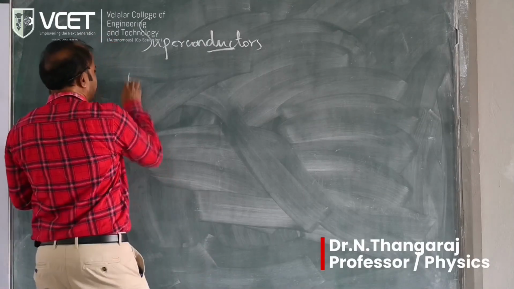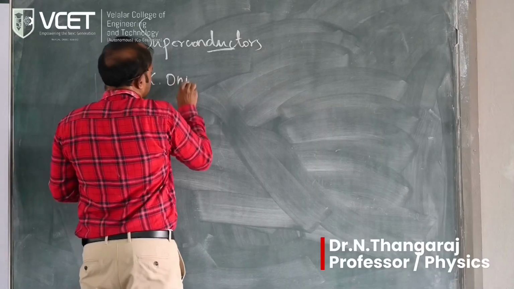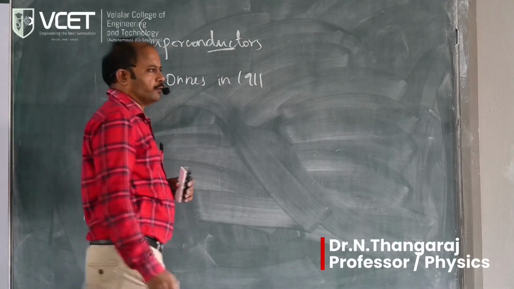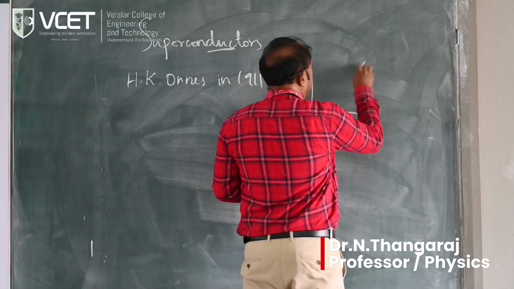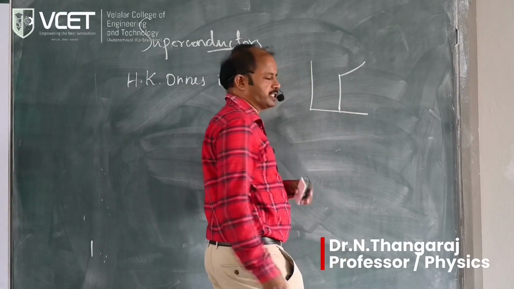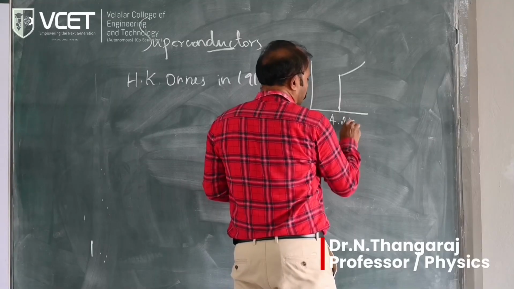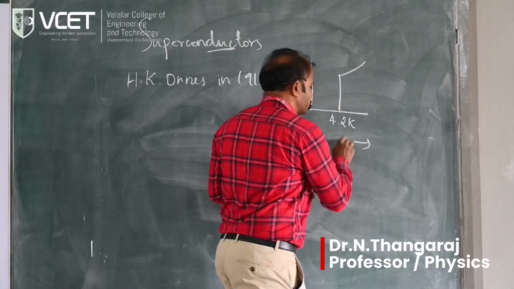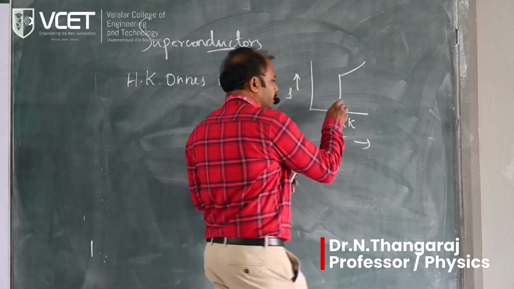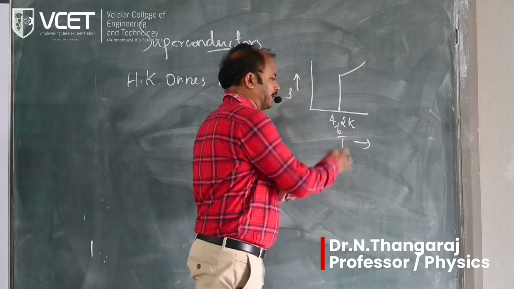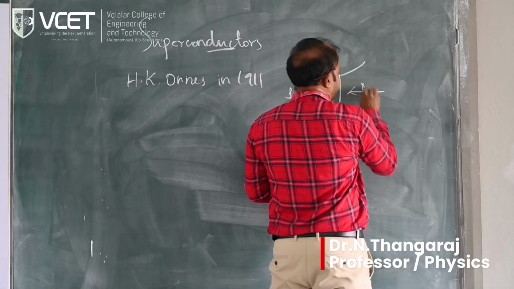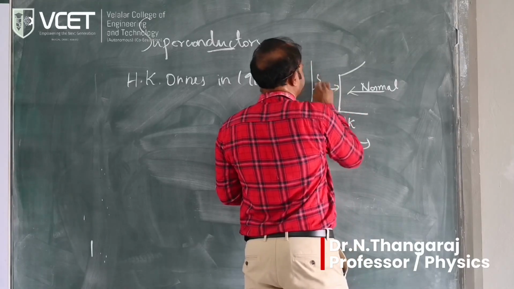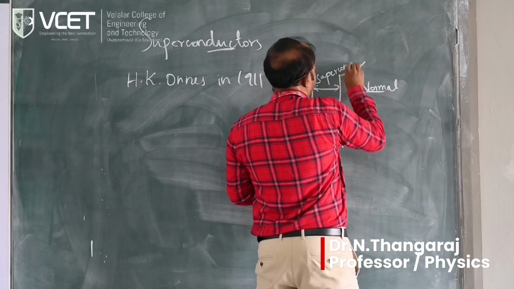It was proposed by H.K. Onnes in the year 1911. When he cooled the mercury below room temperature, that is at 4.2 Kelvin, the resistivity suddenly falls to 0. That temperature is called the critical temperature. This is the normal state of mercury. This is the superconducting state of mercury.